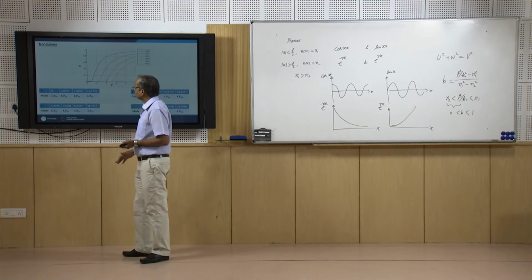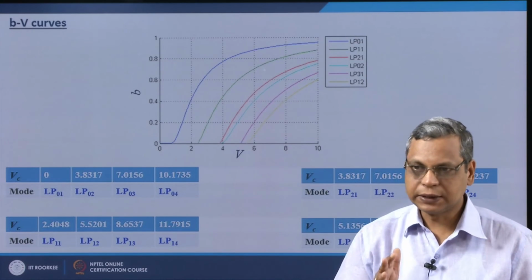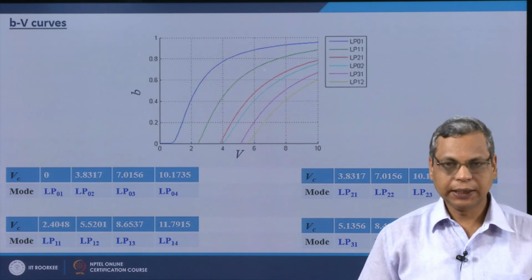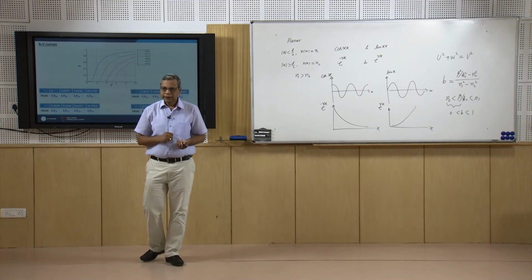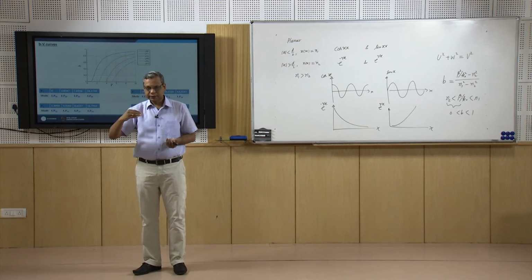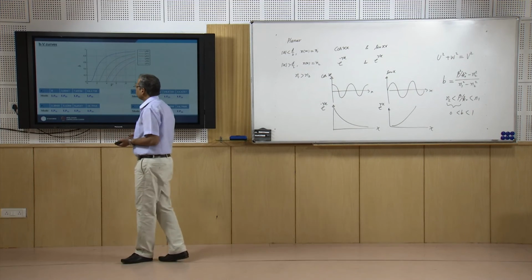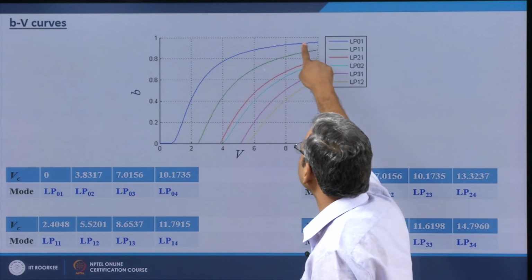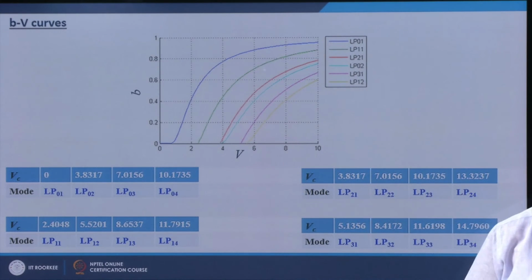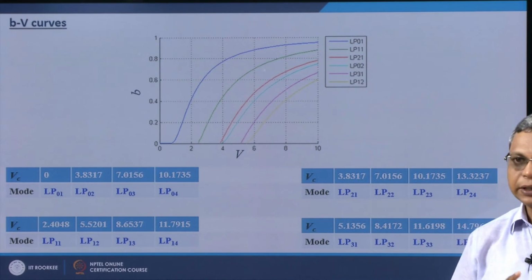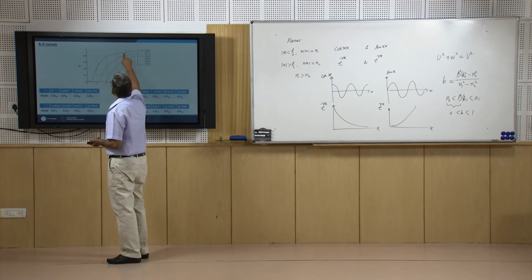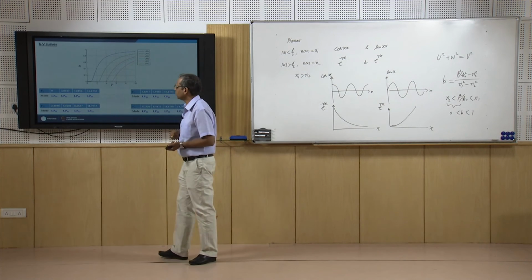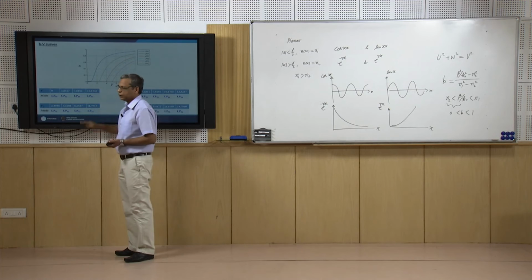b-V curves. So, I choose L is equal to 0 and solve the transcendental equation corresponding to L is equal to 0 and list the highest root always. List the value of the highest root and plot it as a function of V, then it will go like this. This is the LP01 mode, the highest root, the first one corresponding to L is equal to 0. So, this is the LP01 mode, and this is the fundamental mode. Its cutoff is 0. So, this is always guided.